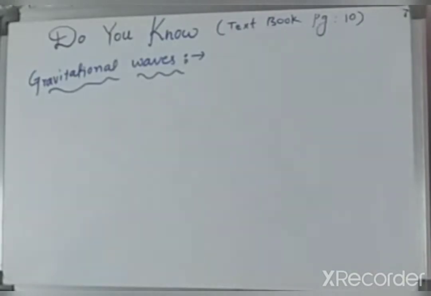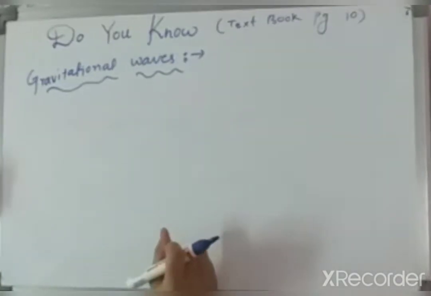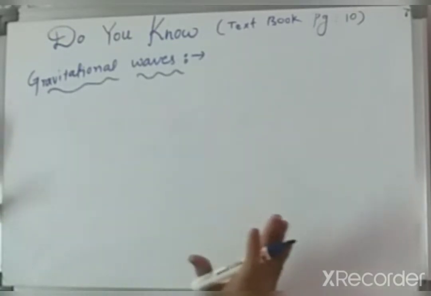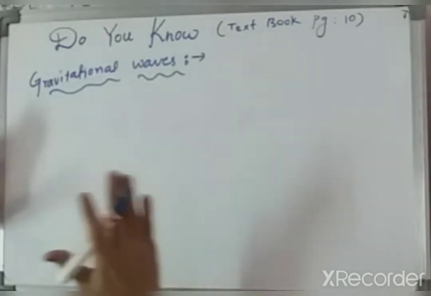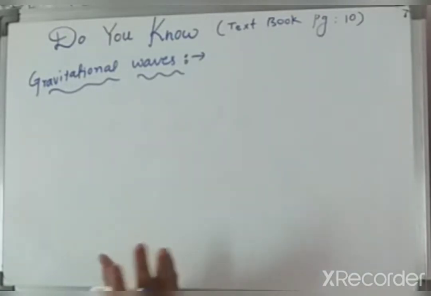Dear students, let's continue with Do You Know? Textbook page number 10. Gravitational waves. In the previous classes, we have learned about sound waves and light waves. Here, some information is given related to the gravitational waves. Now, what is meant by gravitational waves? What is meant by light waves, etc. and waves? Let's discuss in short, in brief.